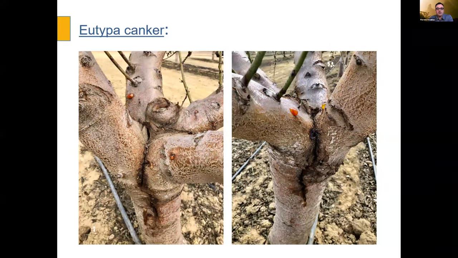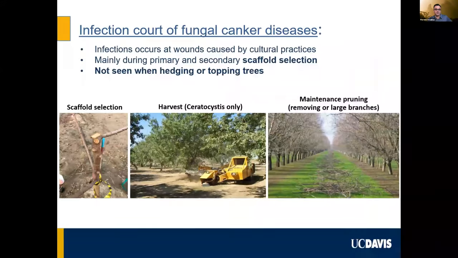Here is a classic infection of Eutypa canker in almond. You see a crack and, in comparison with the other diseases, a lot less gumming, but a few gumballs near the cracking area, typical of Eutypa cankers.